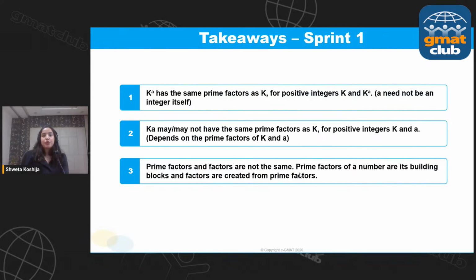Okay. All right. Now, takeaways from here. What all did I teach you? First, k to the power a has the same prime factors as k if they're both integers. Second, the product of k and a may or may not have the same prime factors as k, because this a may add something, may not add something. And third thing, prime factors and factors, they're not the same thing. Prime factors are the building blocks. They are what make up a number, and every factor is also made up of prime factors. So this definition should be very clear in your head.